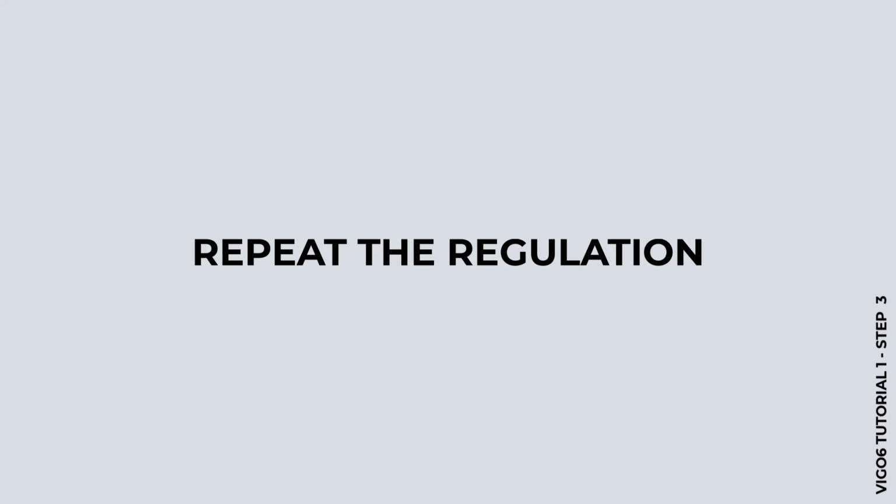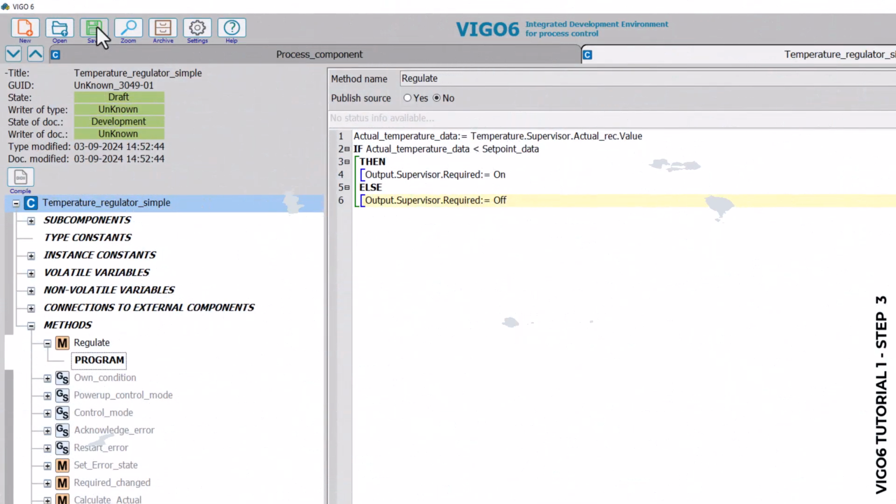Repeat the regulation. Override. An inherited method can be overridden, meaning that you can add code to the method. Once a method is overridden, the method will contain the keyword inherited, representing the code implemented in the ancestor.